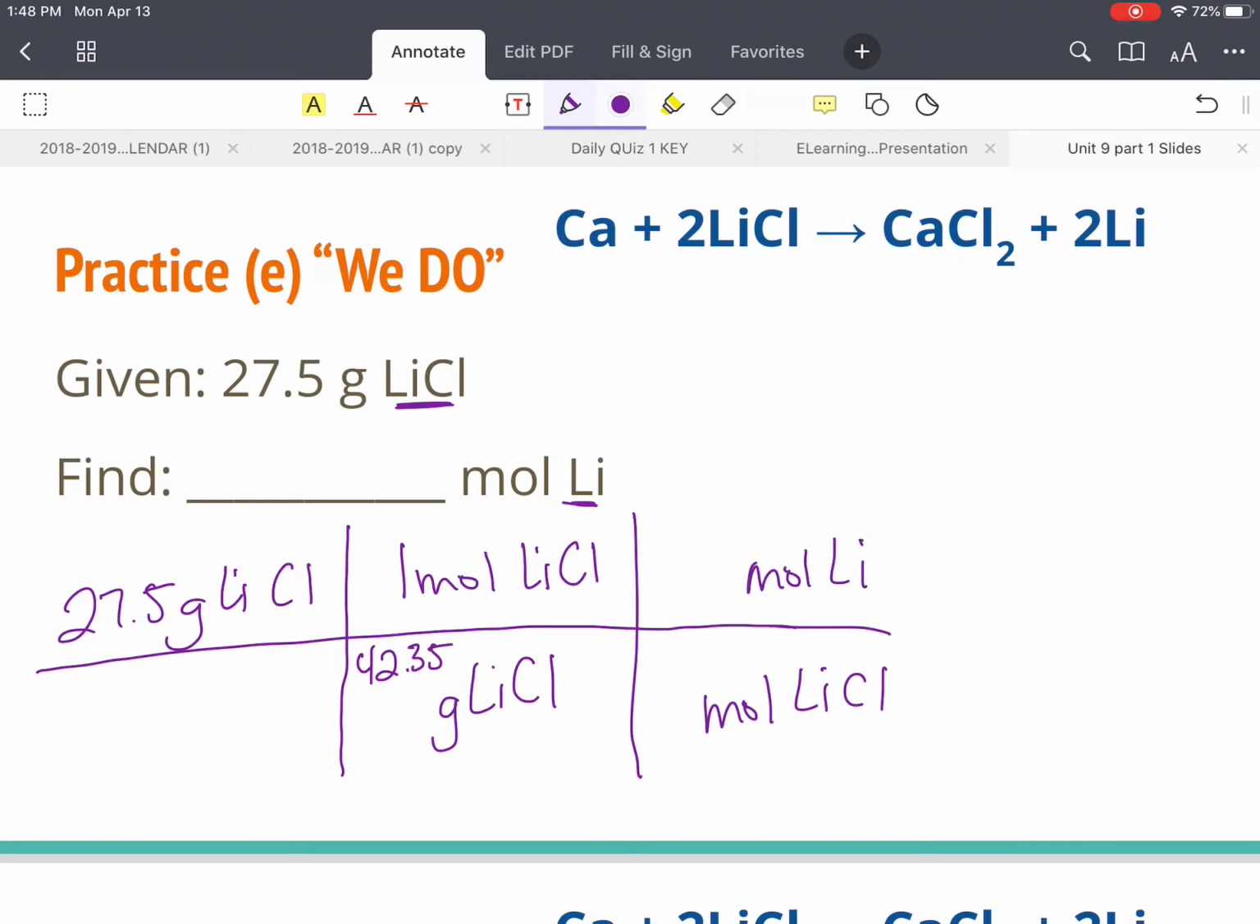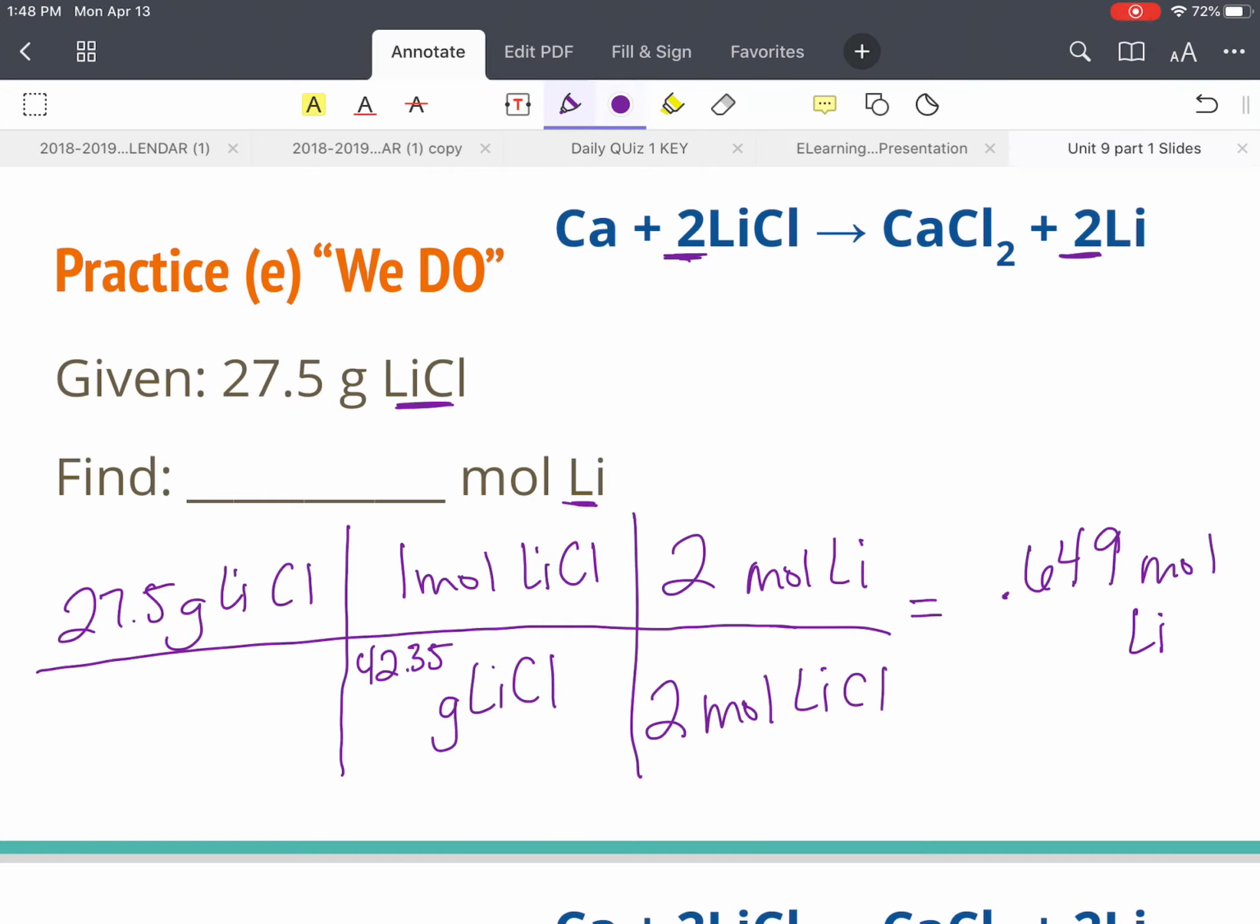And I'm looking for lithium. So let's look. I have a 2 in front of my lithium chloride, and I have a 2 in front of my lithium. So I'm just going to type it in my calculator. Multiply the top, divide by the bottom. So I end up with 0.649 moles lithium.